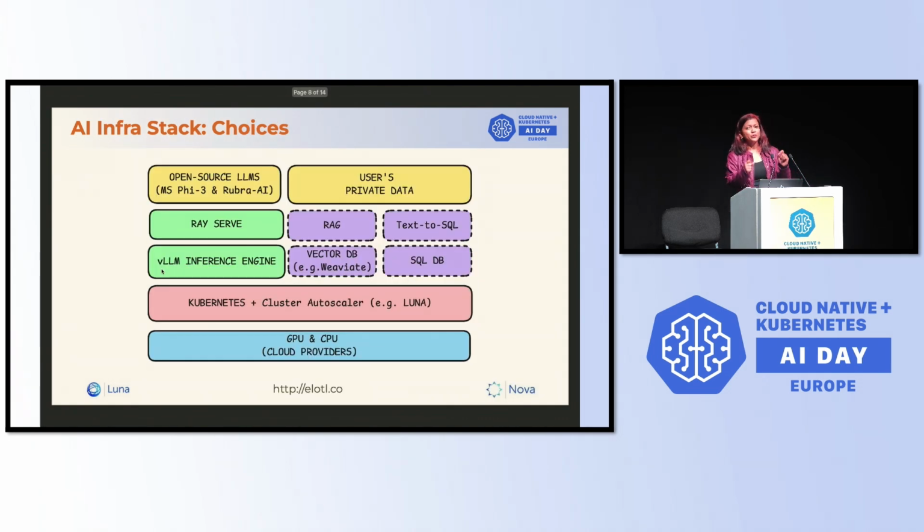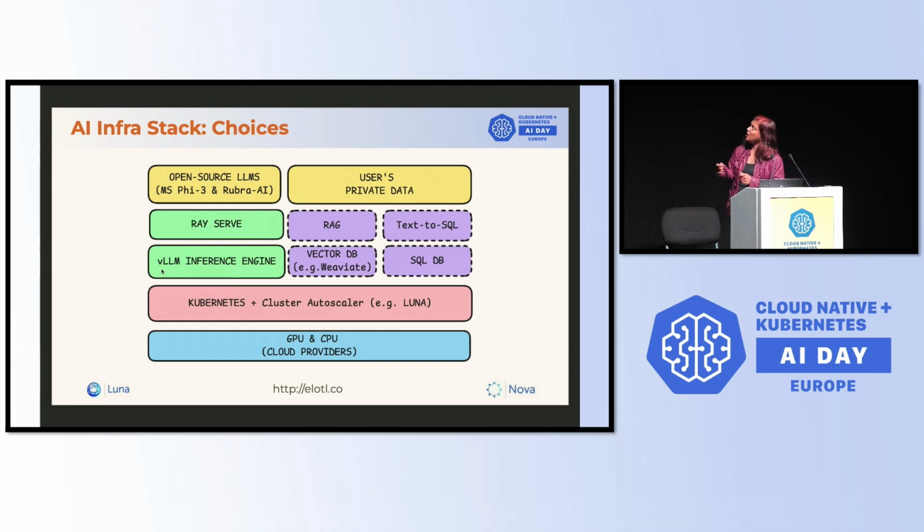I'll then go over to the specific choices we made to achieve these characteristics. The bottom two layers are quite obvious: GPU and CPU instance types from cloud providers within the customer's cloud account is what we chose. Kubernetes worked really well for scalable infrastructure. Cluster autoscalers like Elotl's Luna or open source autoscalers like Karpenter work really well to make right-sizing instance size choices as well as autoscaling during day 2 and day 10 operations.